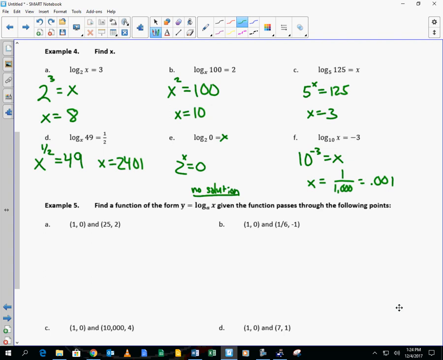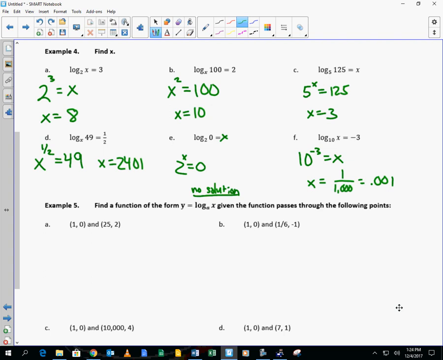Let's look at D. Did anybody by chance put 7 for x? Nobody? First class ever. Why would somebody maybe put 7? Yeah, because the square root of 49 is 7. But this is saying, what do you take the square root of to get 49? So you had to square 49 to get 2,401.